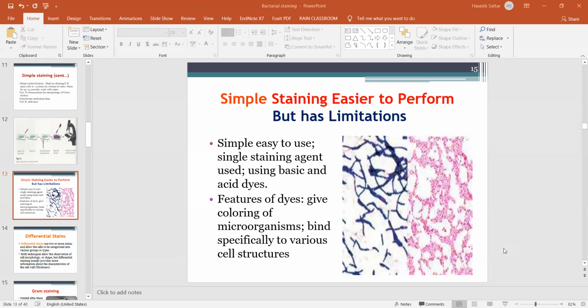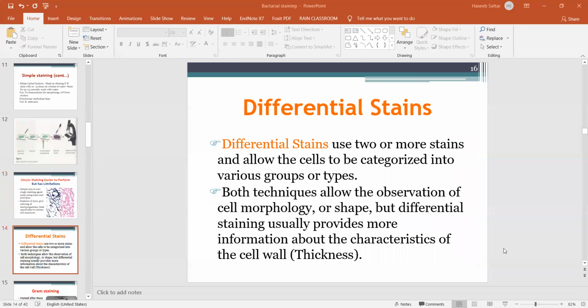For this purpose, we use differential stains. What are differential stains? When we stain the bacteria, instead of using one stain, if we use two or more stains, it will help us to identify or differentiate different kinds of bacteria within a sample.